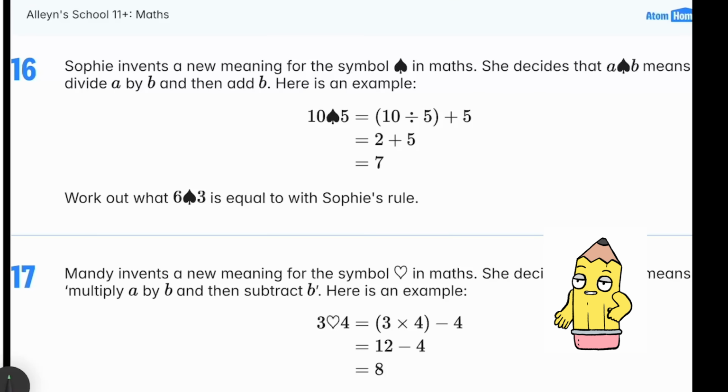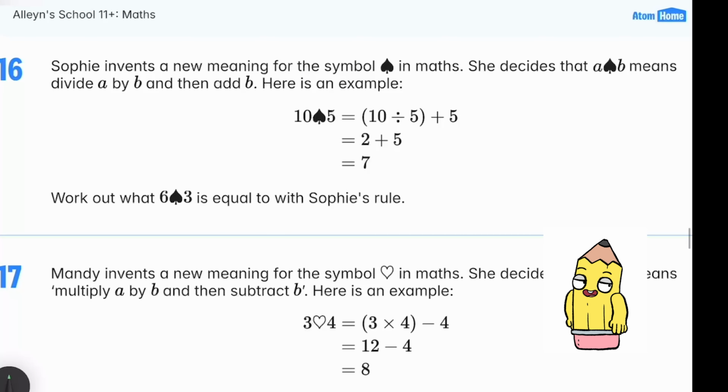Sophie invents a new meaning for the symbol in math. She decides that A and B means divide A by B and then add B. So it's a 2-step problem. You divide it and then you add it.